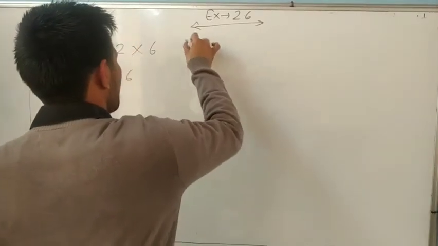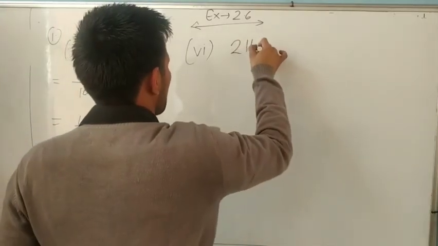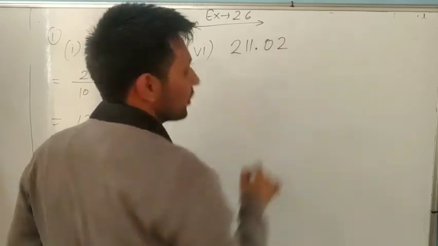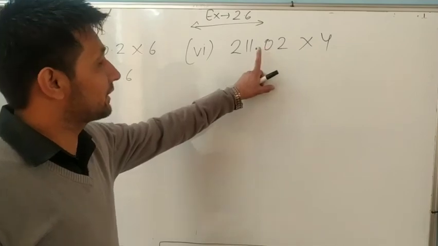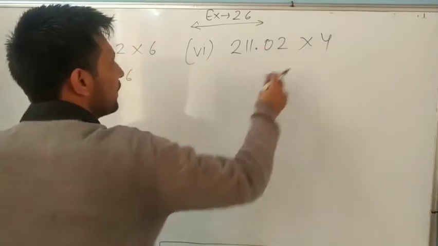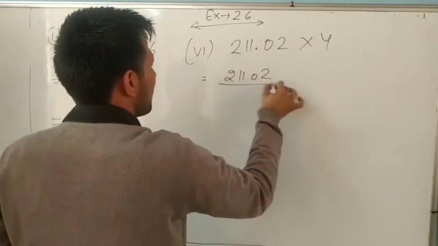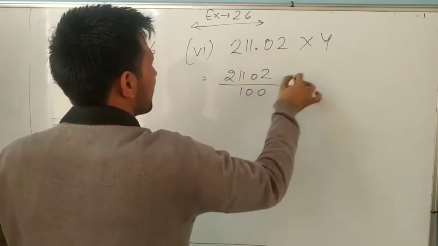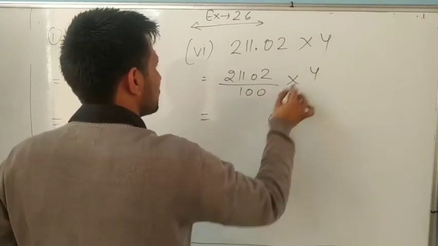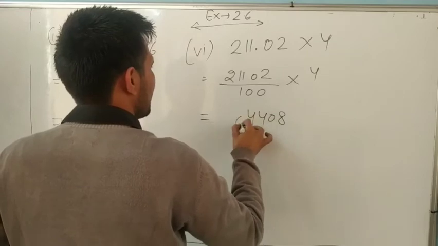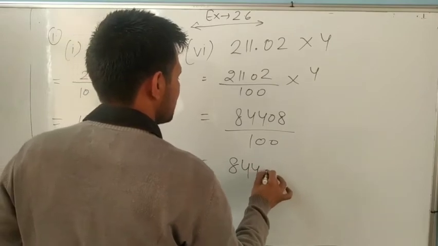Sixth part of the first question: 0.02 multiplied by 4. How many digits after the decimal? 1, 2. So it's very simple. 4 into 2. Otherwise you can do it like this: 2 over 100. Remove the decimal: 100 into 4. 4 into 2, 8. 4 into 0, 0. So you can write 8 over 100, which is 0.08.